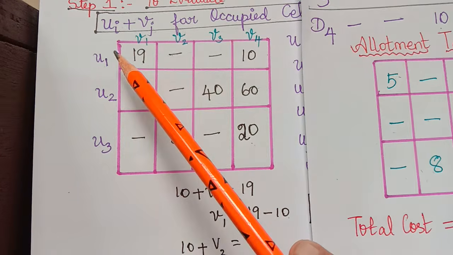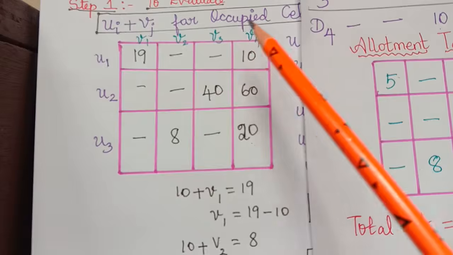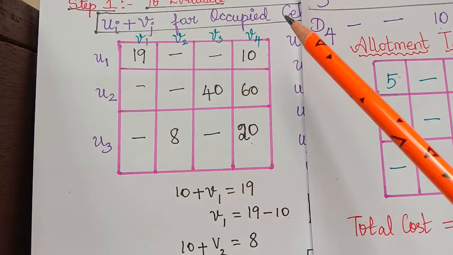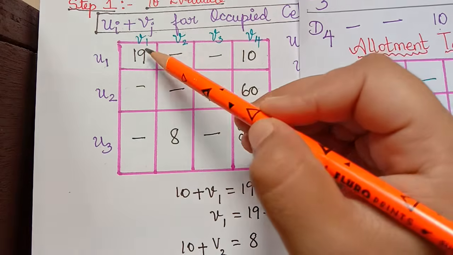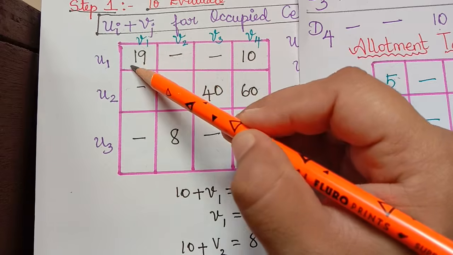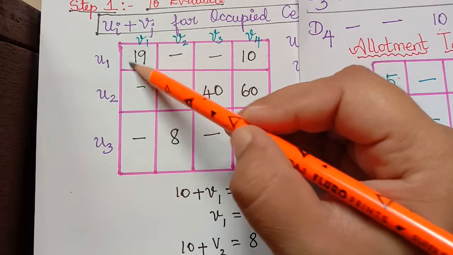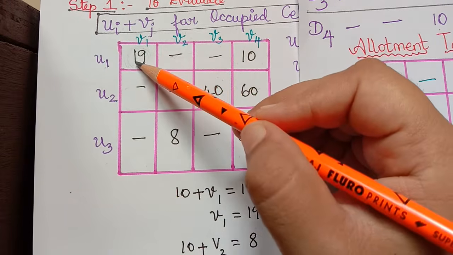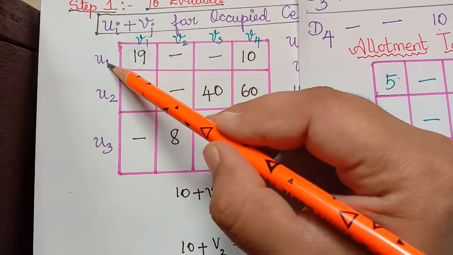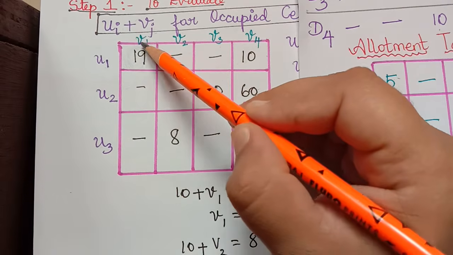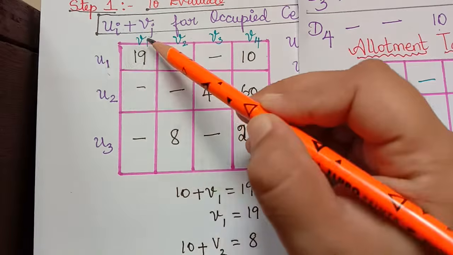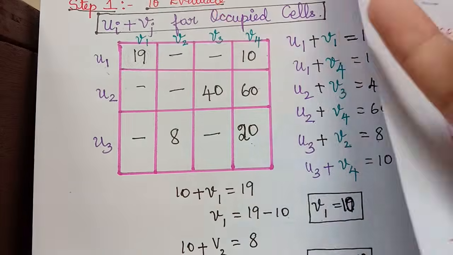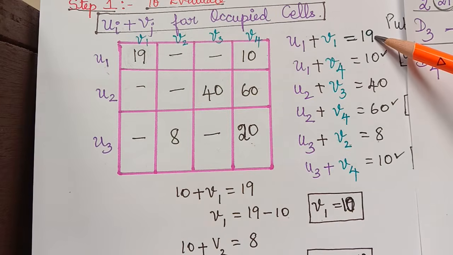Now after naming the rows and the columns, we have to form equations. Now how the equations are formed, let us see. The first equation is formed by considering the first cell value. What is the first cell value here? It is 19. Now here the corresponding row is u1 and the corresponding column is v1. So u1 plus v1 is equal to 19. So that we have to write. So I have written here.